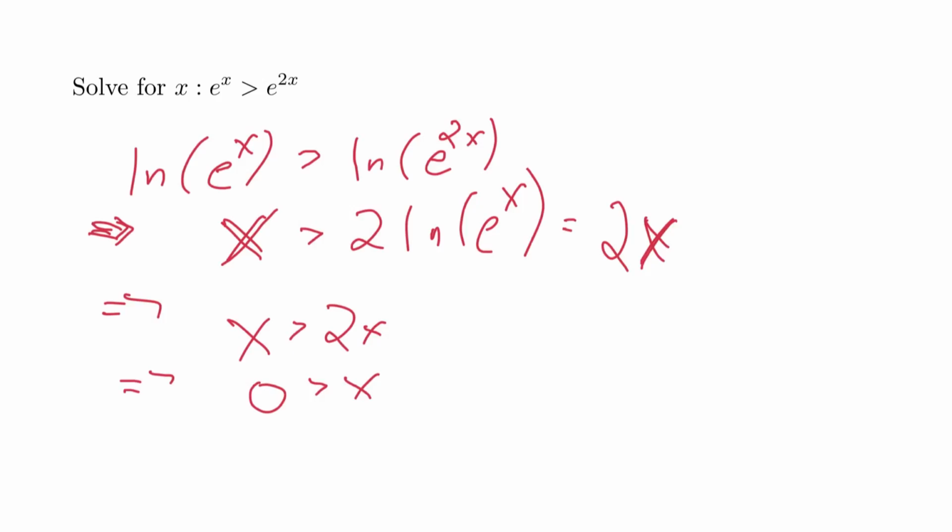I mean, of course, for negative values of x, they're both going to 0 very quickly, but e to the 2x goes to 0 more rapidly. So in that case, e to the x is bigger. So I'll say x needs to be less than 0 as the solution.